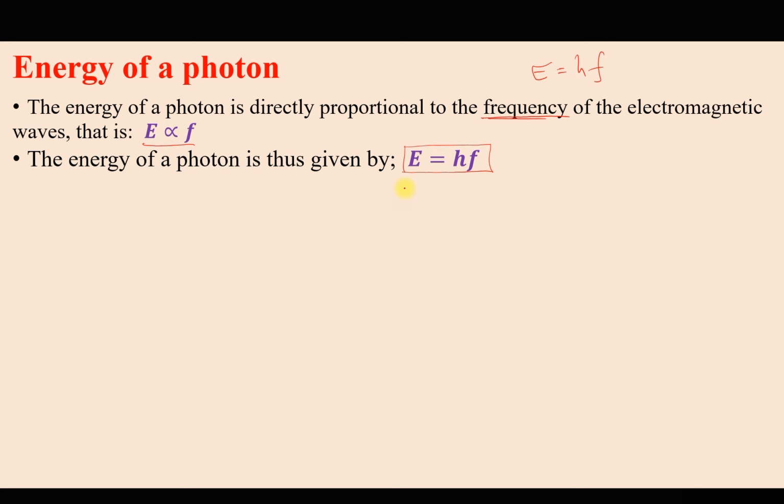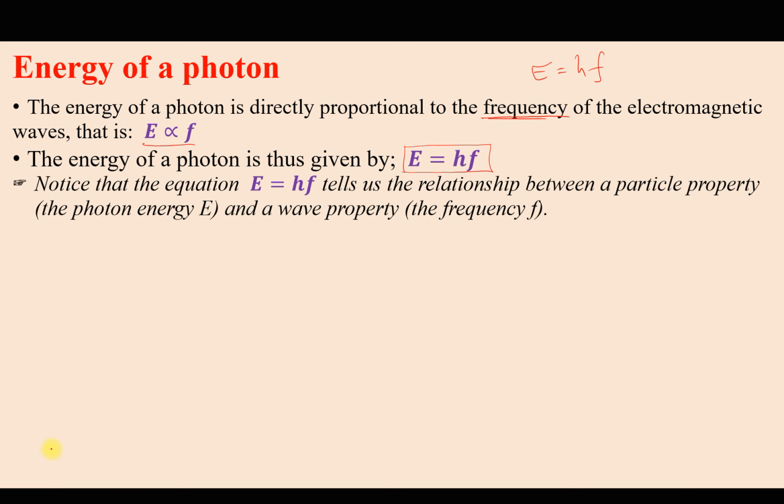And if electromagnetic radiation has several photons, then the total energy of electromagnetic radiation will be the number of photons times the energy of each photon. I want you to notice that the equation E equals HF tells us the relationship between a particle property, where E is the energy of a photon, and a wave property, where F, from AS, we know is frequency and is normally a property of a wave. So this equation links the wave-like properties to the particle-like properties of electromagnetic radiation.